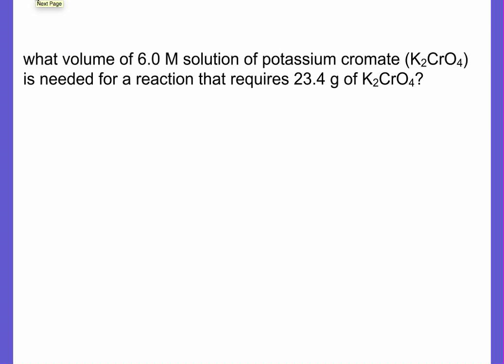Here's another one, right? Again, you're going to want to recognize that capital M as being your molarity. So I'm going to use the same equation again. But this time it's actually asking me what volume of a 6 molar solution of potassium chromate is needed for a reaction that requires 23.4 grams of that potassium chromate. So this time, instead of trying to solve for molarity, they gave me the molarity already. So I'm going to have to look for the volume instead, which means I'm solving for this variable.